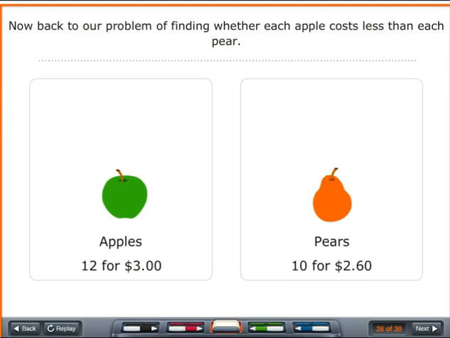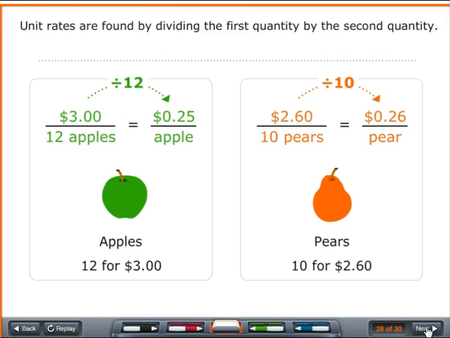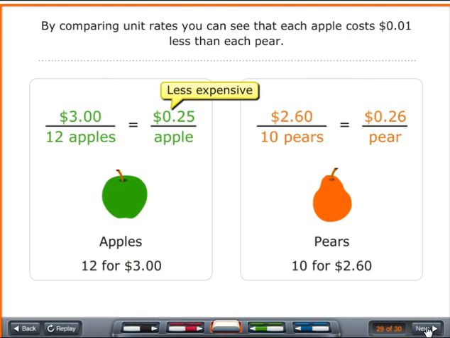Now back to our problem of finding whether each apple costs less than each pear. Unit rates will give the price for each apple and each pear. The first number will be dollars and the second number will be apples or pears. Unit rates are found by dividing the first quantity by the second quantity. By comparing unit rates, you can see that each apple costs 1 cent less than each pear.